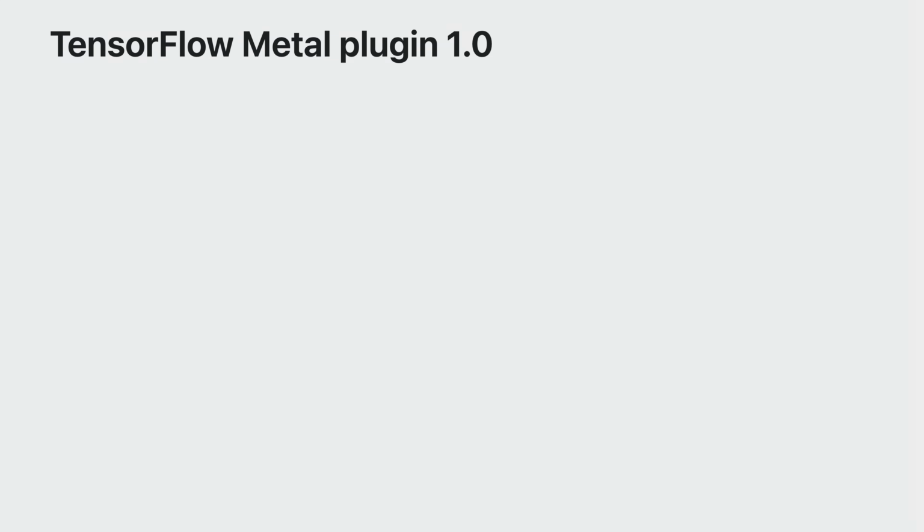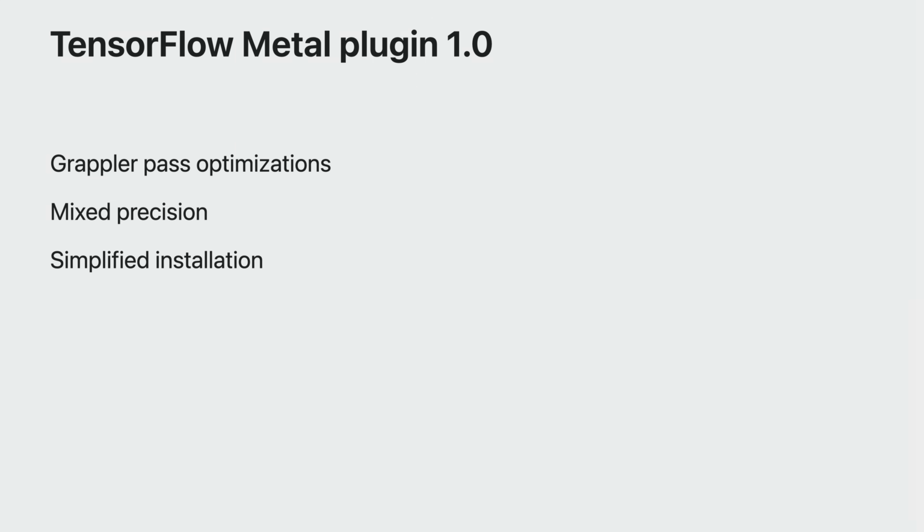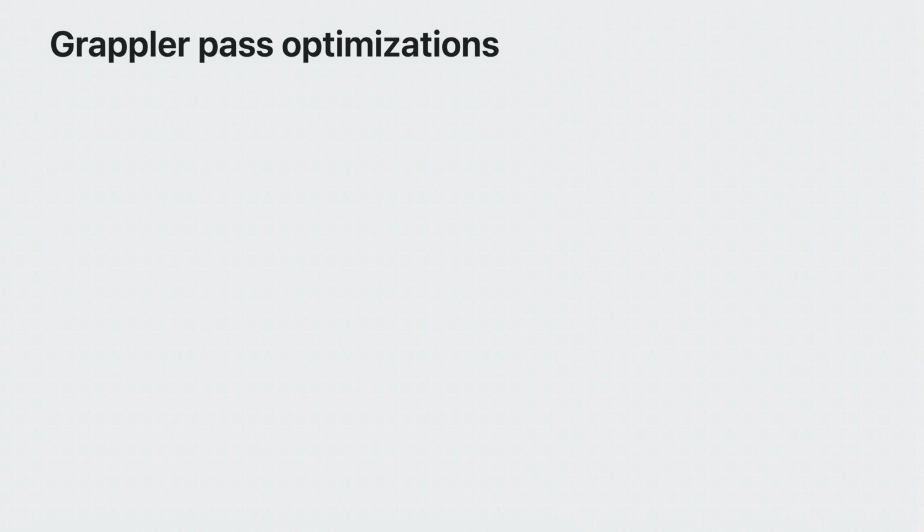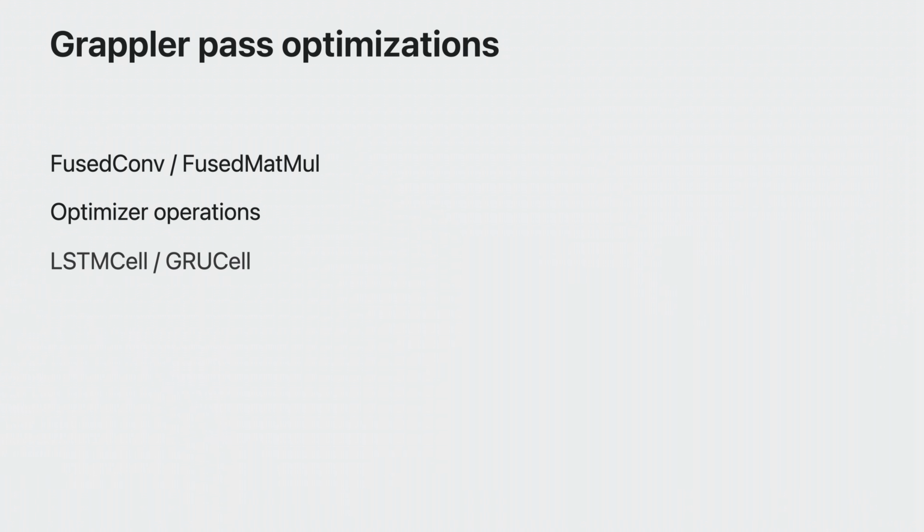The TensorFlow Metal backend has matured to a stable 1.0 release version. In this release, a grappler remapping optimizer pass has been added to the plugin. The Metal plugin also gets mixed precision support, and the installation process is now simpler than before. The performance of the TensorFlow Metal backend has been improved through addition of automatic fusion of recognized computation patterns. These computations include fused convolutions and matrix multiplications, optimizer operations, and RNN cells. This optimization happens automatically through the grappler pass when the computation graph is created.